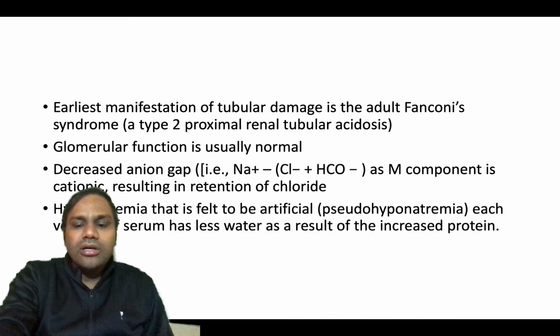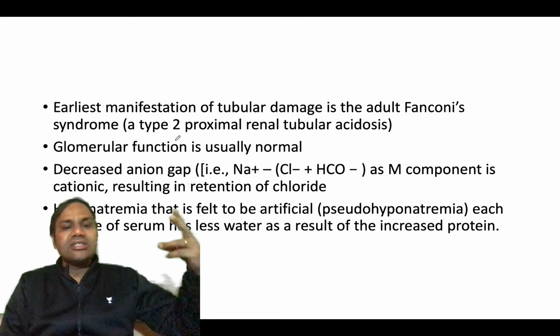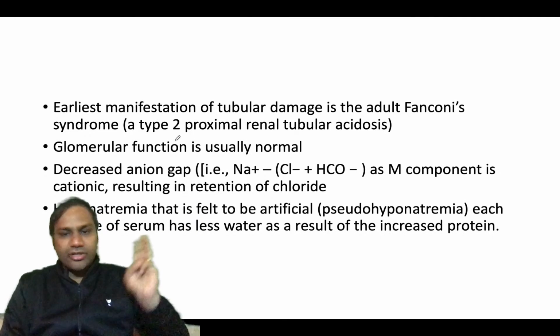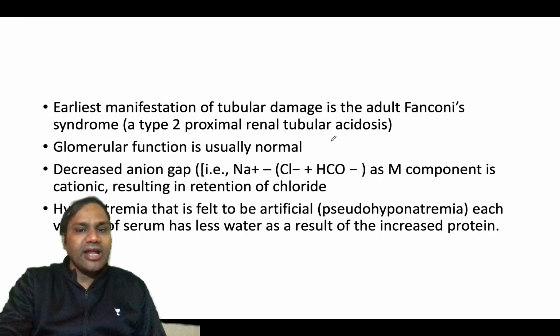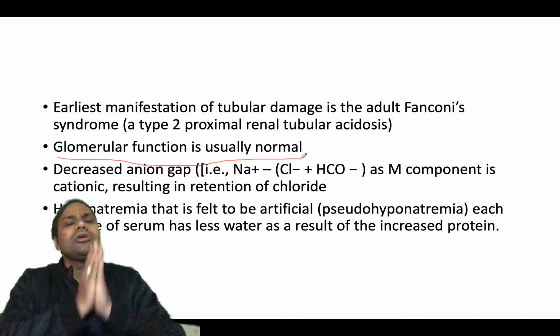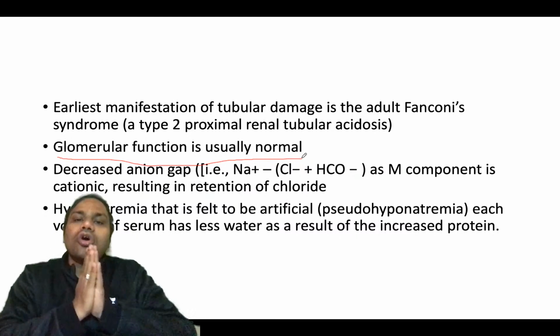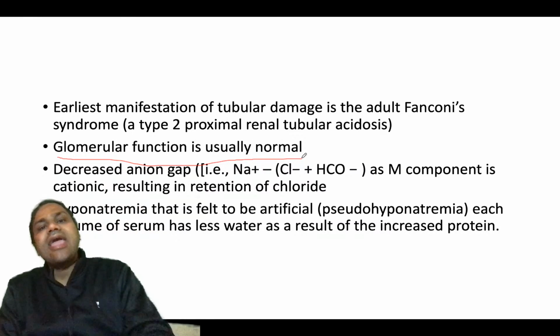ठीक है. So now remember, an early manifestation of this tubular damage is Fanconi syndrome. You need to know about Fanconi and Gitelman syndromes when you talk about tubular damage. We'll discuss this again. It's basically type 2 proximal renal tubular acidosis. And remember, this is a very high yield point: glomerular function is basically normal in multiple myeloma. Then, when you are talking about renal diseases, you need to talk about anion gap. Basically the anion gap decreases in this.